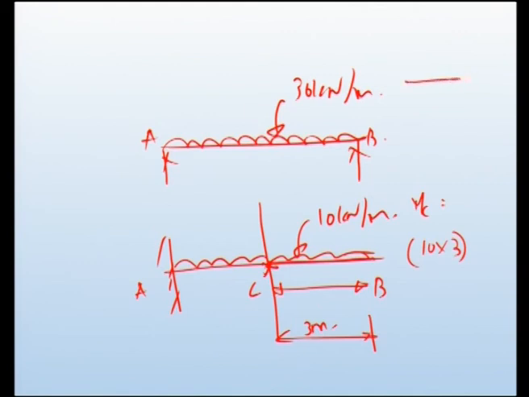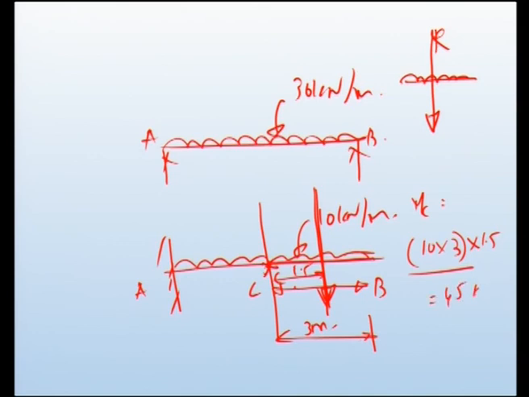Say if you have a particular length of UDL, the resultant will be passing like this; the UDL will be concentrated at the center. So, here the load will be concentrated at 1.5 meters. Now we have the load concentrated here, and you have this 1.5 meter. Therefore, 10 into 3 is the load, and the distance is 1.5. So, 30 into 1.5, 45 kilonewton meter will be the moment produced by the UDL up to point C.